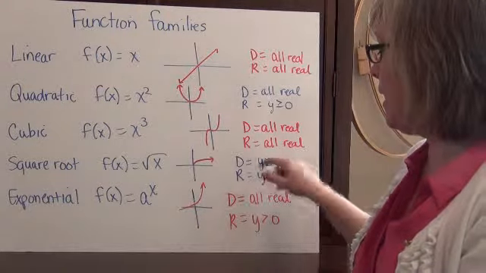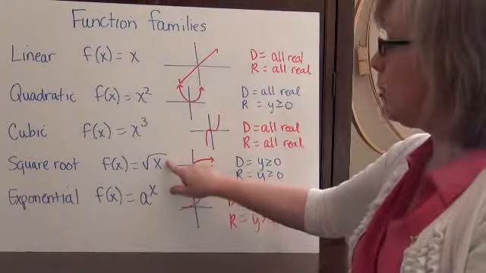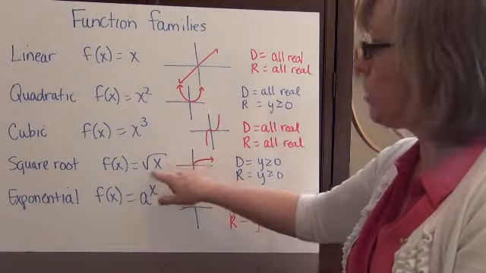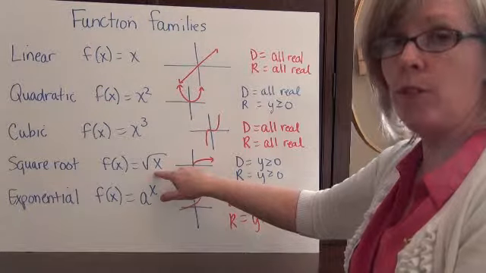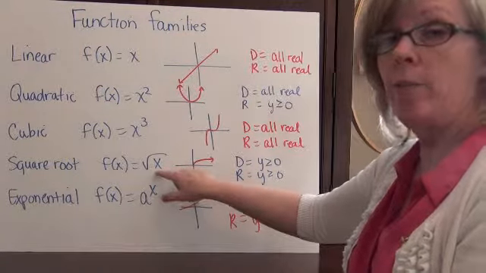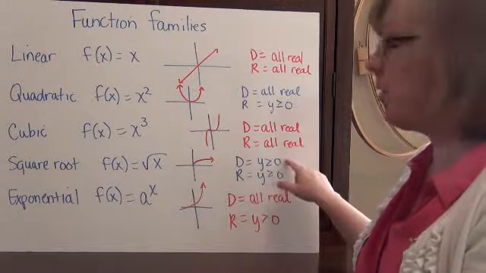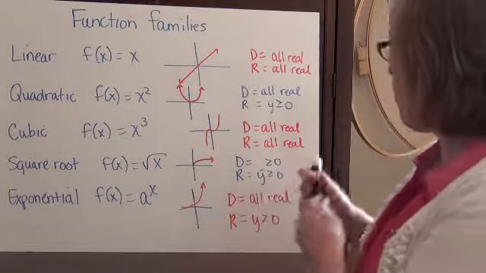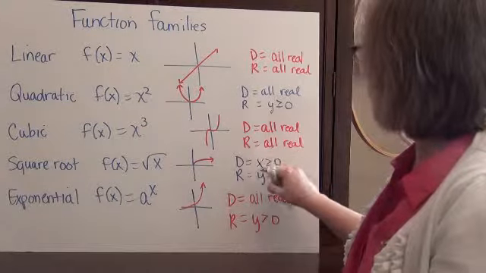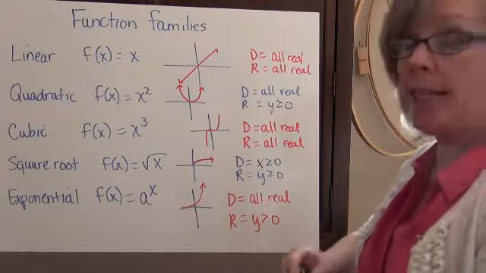That means my domain has to be greater than or equal to 0. Because we're not dealing with imaginary numbers, we can only have a positive number or 0 inside that radical sign. So that restricts my domain to being greater than or equal to 0. Oops, this should be an x. My apologies. Perfect. Okay.